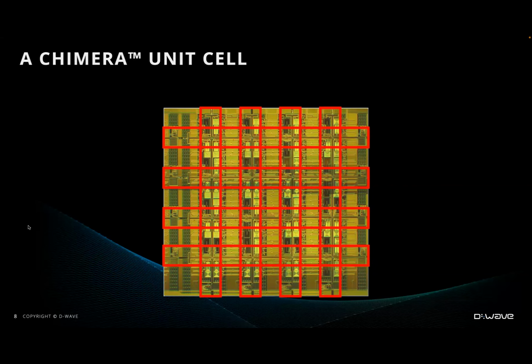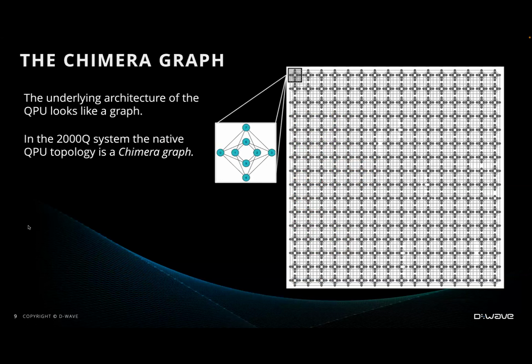So here in this drawing, in this zoomed in square, that's a different way to draw one of these unit cells with four qubits going across and four going up and down. Each one of these lines means that those qubits crossed, they can influence each other, they are coupled together. And you can see this big picture on the right is the full 2000Q chip. One thing that you'll notice is that there are gaps in it.